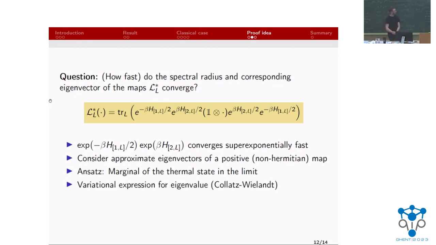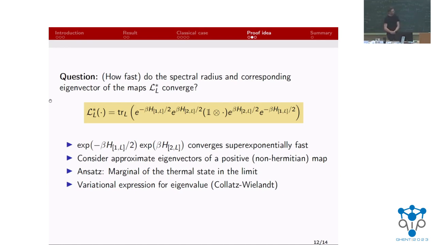There are some technical problems here. This map is not Hermitian. On the other hand, it's positive, so you cannot use some standard perturbation theory. I'm dropping some words if you know them. Otherwise, this is a bit technical here, maybe.